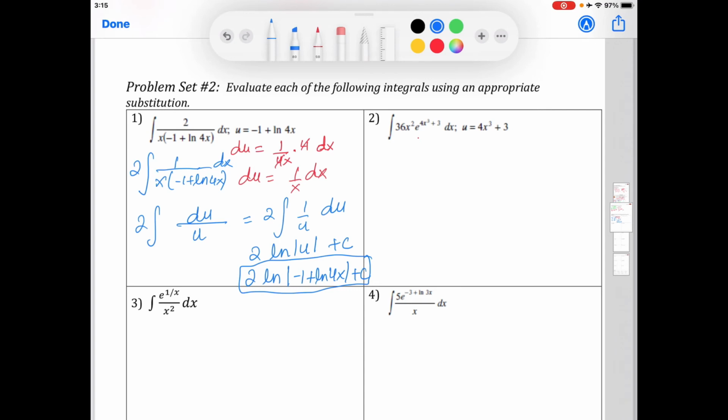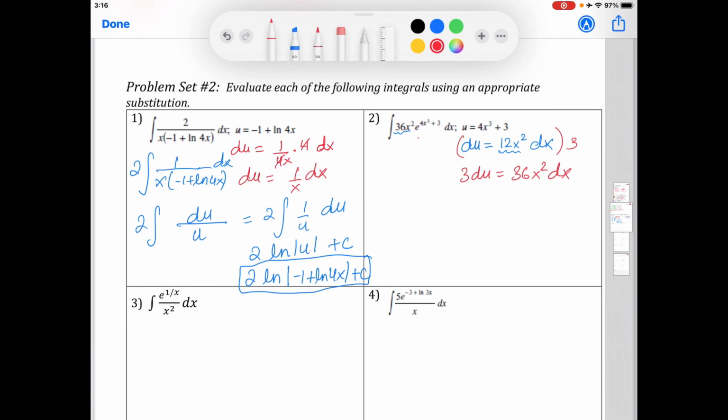Here again, my u is already picked for me, so I am going to find my du. So du would be, again, u is your exponent of e, which we talked about. That's what you want to pick. So this would be 12x squared, derivative of 3 is 0, dx. Now again, check what do you have and what do you want to replace. So I have 36x squared here and I have 12x squared here. So I want 36 instead of 12. So what would I do? I would multiply this whole thing by 3. So I have 3 du equals 36x squared dx.